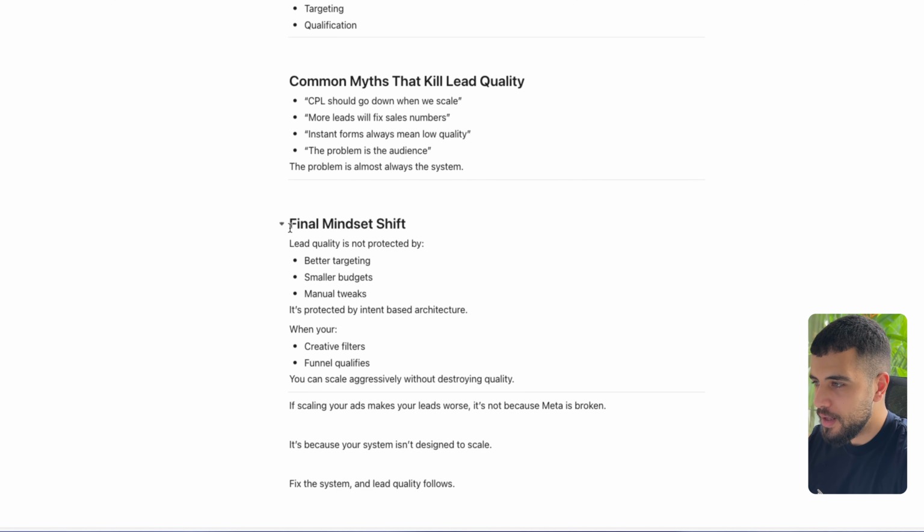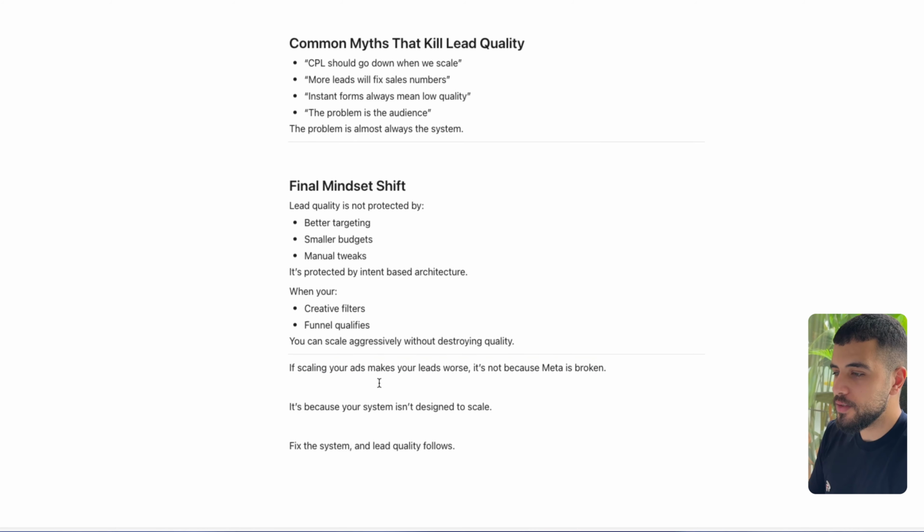Now, final mindset shift. Lead quality is not protected by better targeting, smaller budgets, or manual media buying tweaks. It's protected by your system. If you have a good system, if you're optimizing for the right event, if you have an actual good offer and your messaging is correct and resonates with your audience, it's really easy to scale up and maintain lead quality. So make sure your creative filters and directly speaks to your ideal audience, and make sure your funnel qualifies them, and you should be good overall.